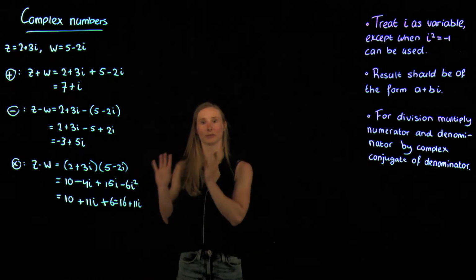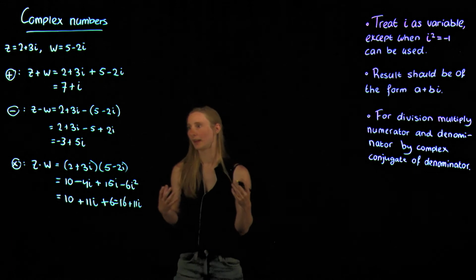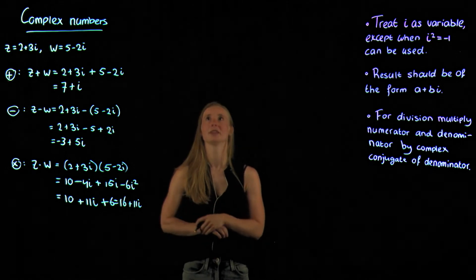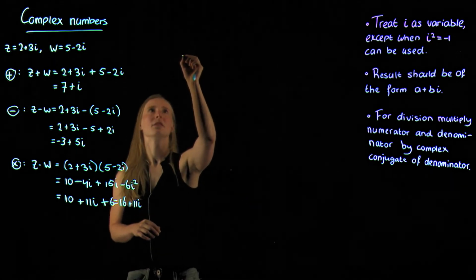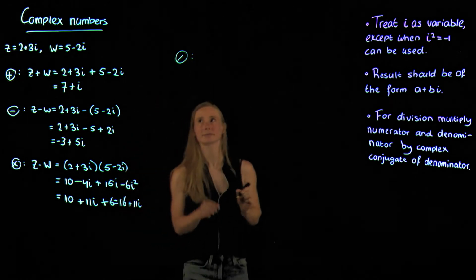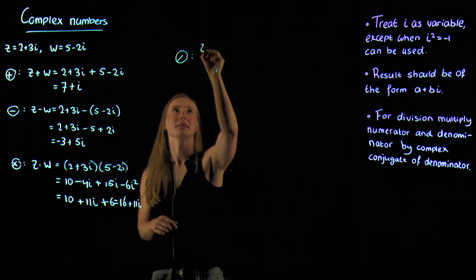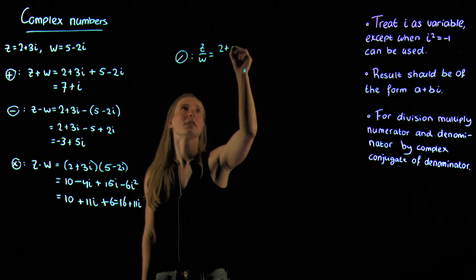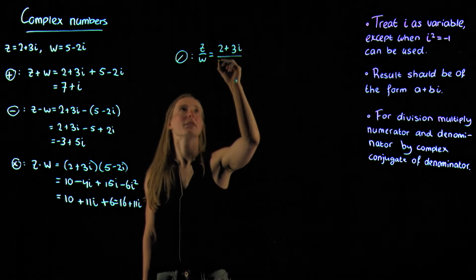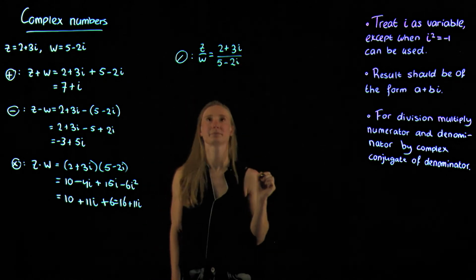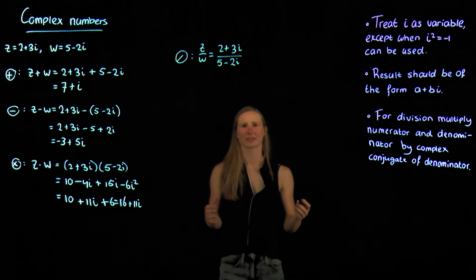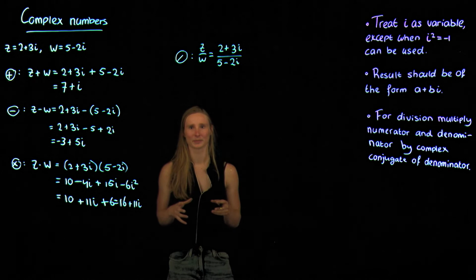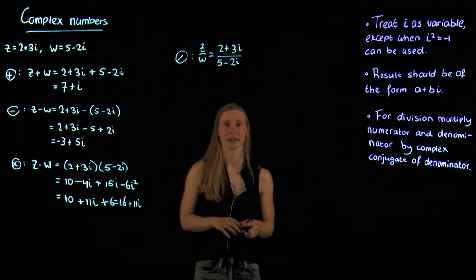All right, so these are the very basic computations. And now the next step is to do division, which is slightly more complicated, but if you know what to do, it's not that bad. So let's try to write division here. So we want to divide z by w. So we have z is 2 plus 3i divided by 5 minus 2i. And now there is some complex number in the denominator, which is not so nice. So we want to try to make that just into a real number.